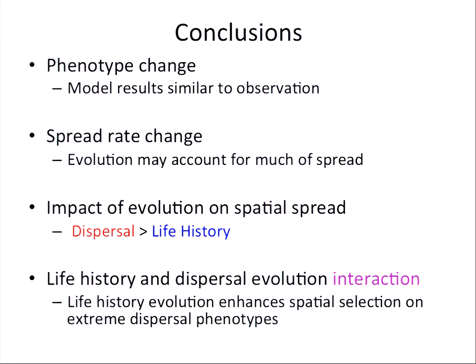So to conclude, phenotype change, we see that evolution can account for the phenotype changes observed over the course of spatial spread. We see that evolution can account for much of the increases in spread rate that we observe in nature. This is a hypothesis that hasn't really been considered much until the past couple of years. And then whether dispersal or life history evolution is more important, dispersal is a little bit more of an impact, but they both can have a pretty substantial contribution to spread. And then finally, there's this interaction between the two, which is a pretty neat feature.